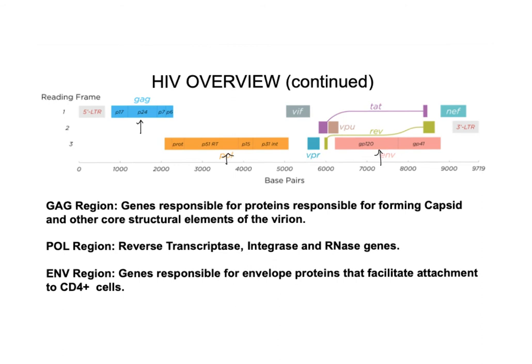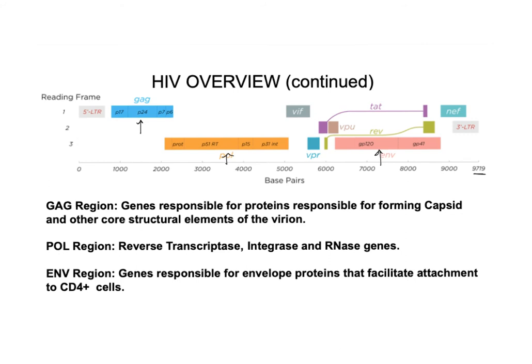And similar to what we see in the human genome, right? The human genome has all of these genes that code for particular proteins that do specific things. And so the HIV genome is about 9,700 base pairs in length. And across that 9,700 base pair genome, there are these genes such as GAG, POL, and ENV.